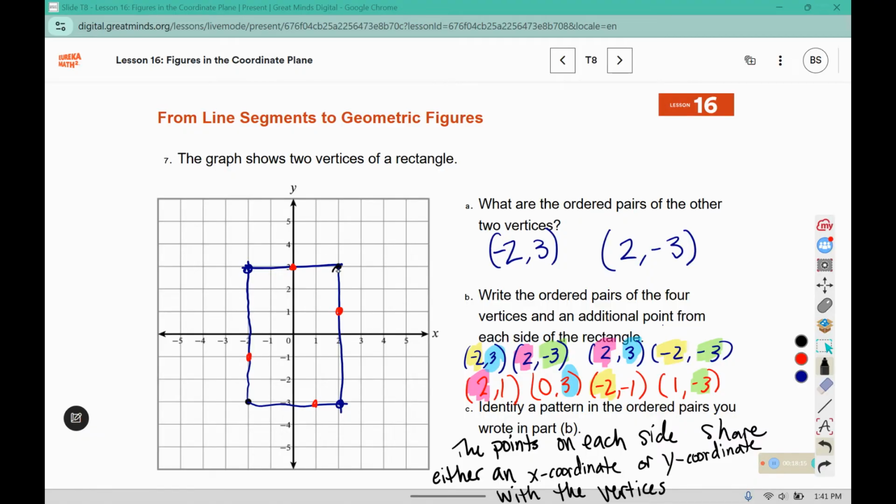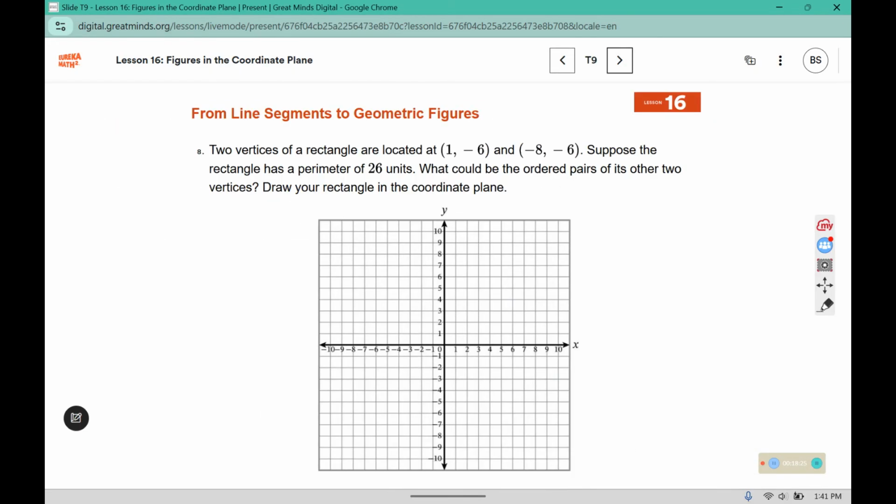Again, those vertices are just fancy ways of saying the corners of the rectangle. Two vertices of a rectangle are located at (1, -6) and (-8, -6).